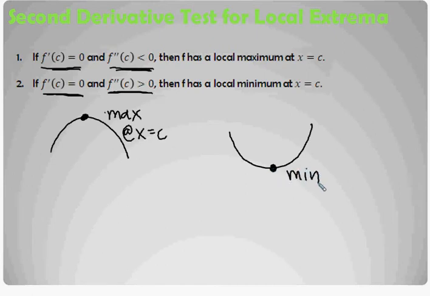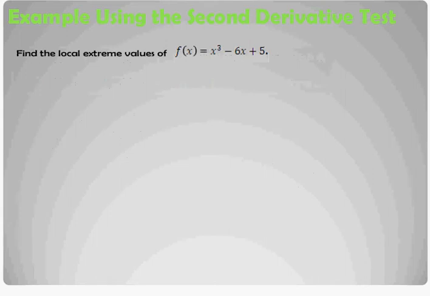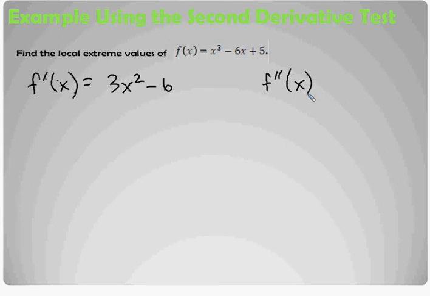So we're going to just do an example here using the second derivative test. It says find the local extreme values of this function. Let's find our first derivative. That would be 3x squared minus 6. And then my second derivative would just be 6x. Kept this nice and simple for us.